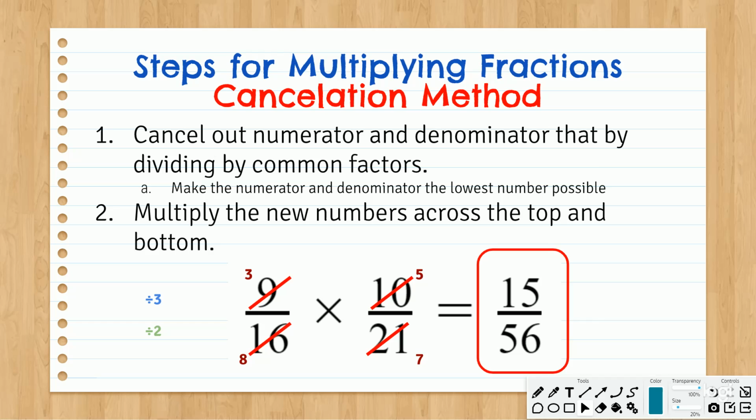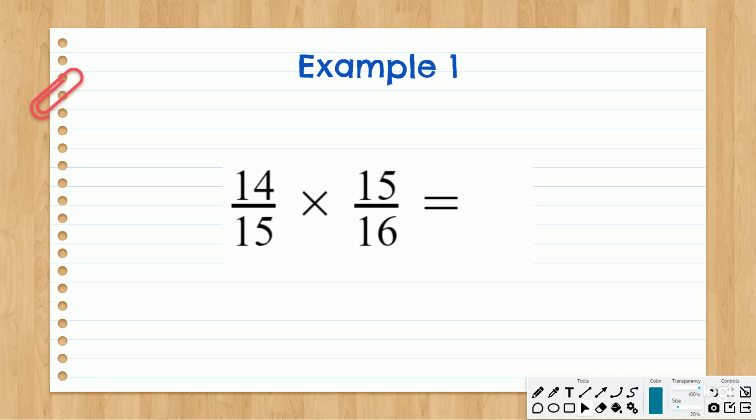And now we're going to do a few more examples. I believe there's only 3 of them. So here's example 1. I have 14 over 15 times 15 over 16. And again, the first thing I need to do is find a numerator and denominator that I can divide by the same number. So I'm going to start off by looking at 14 and 16. Both of those are even numbers, so I can divide those by 2. And 14 divided by 2 gives me 7. And 16 divided by 2 gives me 8.